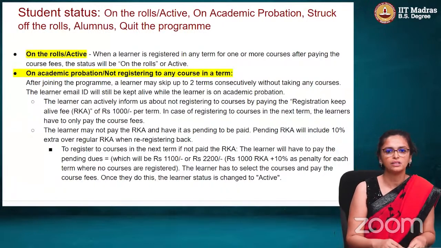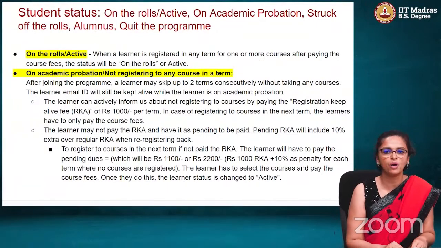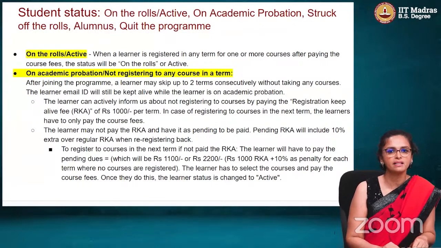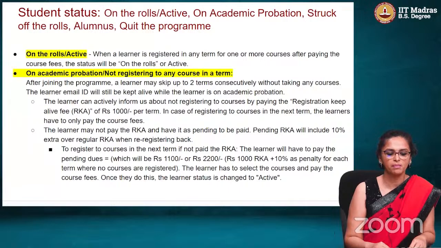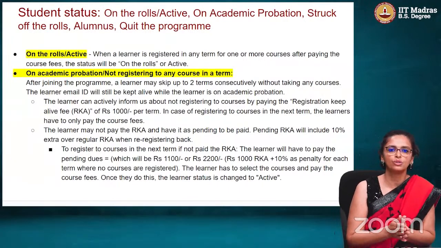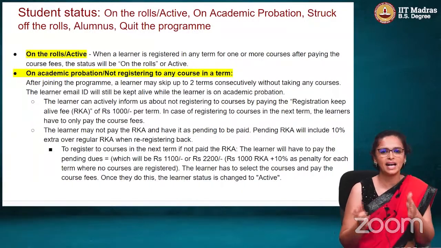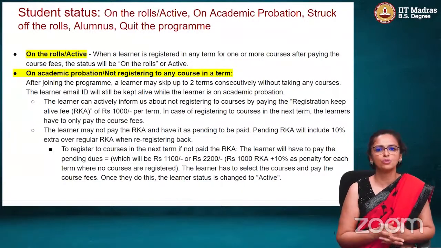And then if you take a term's break, maybe you're paying RKA or you haven't paid RKA, and you've not come in to fill the form with us for registering to courses in a term, your status in that particular term will be on academic probation. Okay, so this is the term that we will call on academic probation, and you have to pay us RKA of ₹1,000 to take a term's break, to tell us that I'm not coming in for this particular term, I'm not registering to courses, but keep my email ID active and I'll come back soon. I just need a break this particular term.